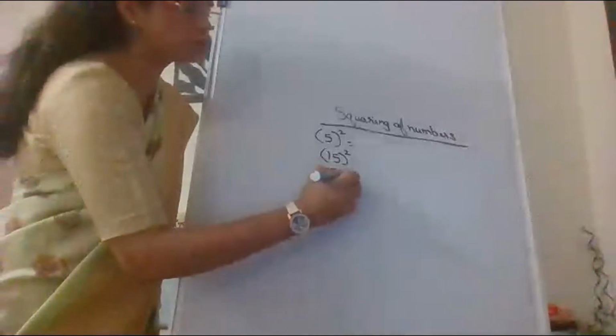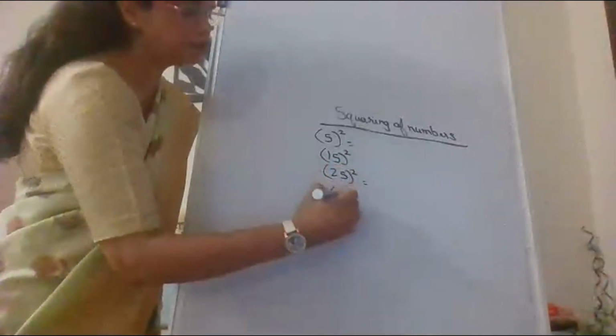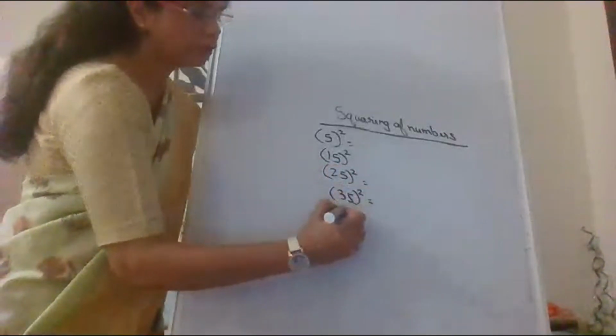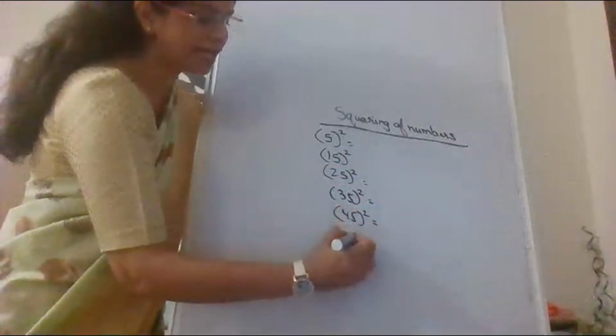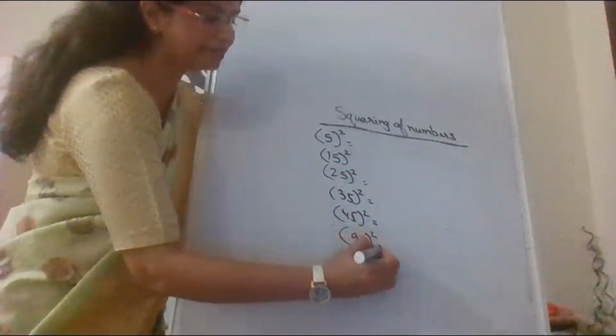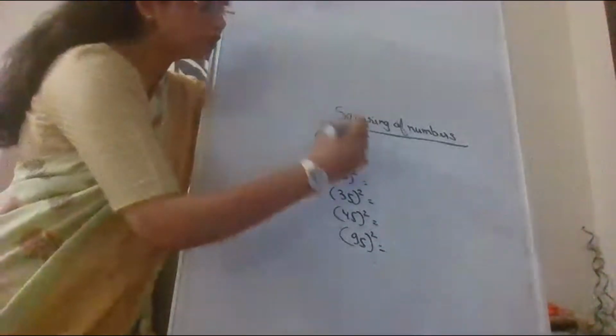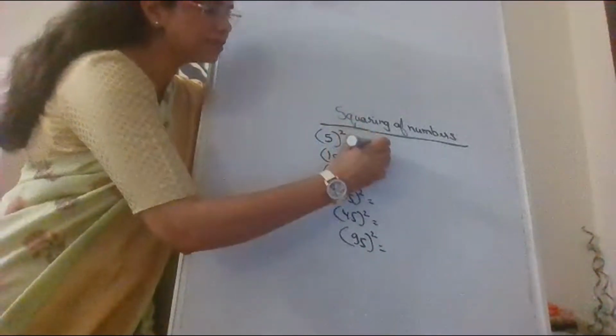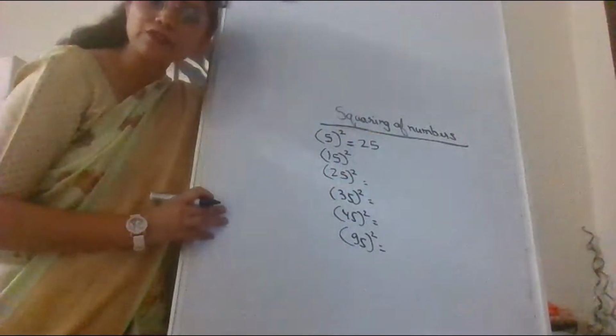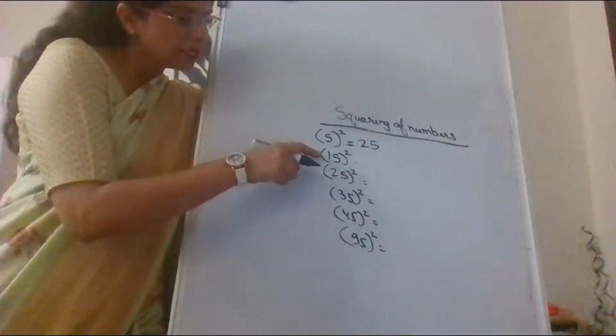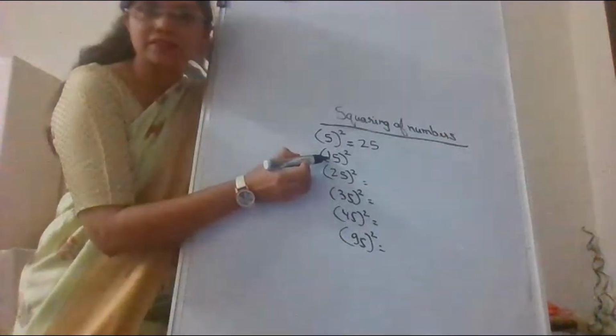If it's 25 square, 35 square, 45, 95, like this. You know the answer for this number, that is 25. 5 times 5 is 25. Now what do we have to do for this?